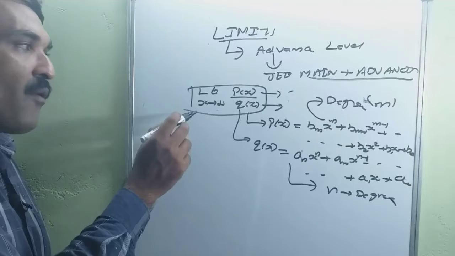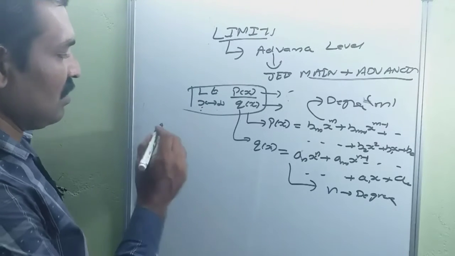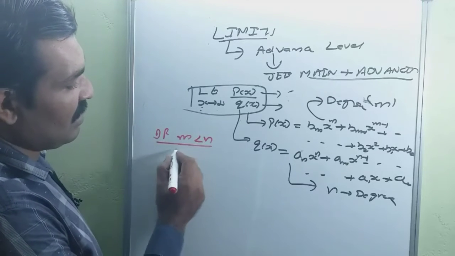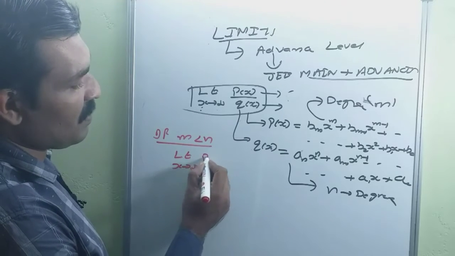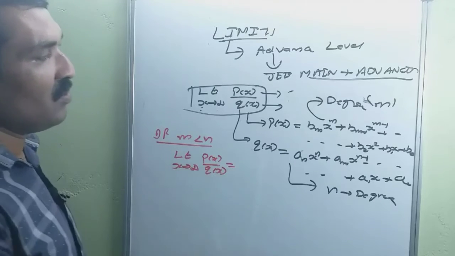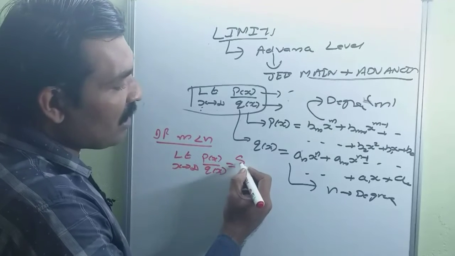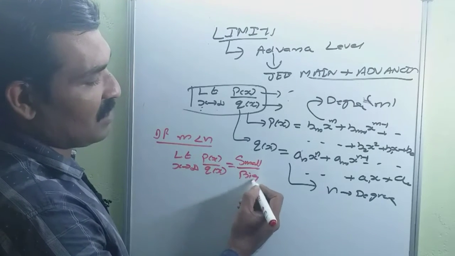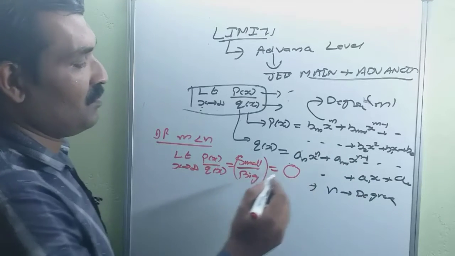Now we want to find the value of limit x tends to infinity p of x by q of x. Now if m is less than n, then limit x tends to infinity p of x by q of x, the degree of p of x is small. So small degree by big degree, small by big. So the answer is equal to 0.